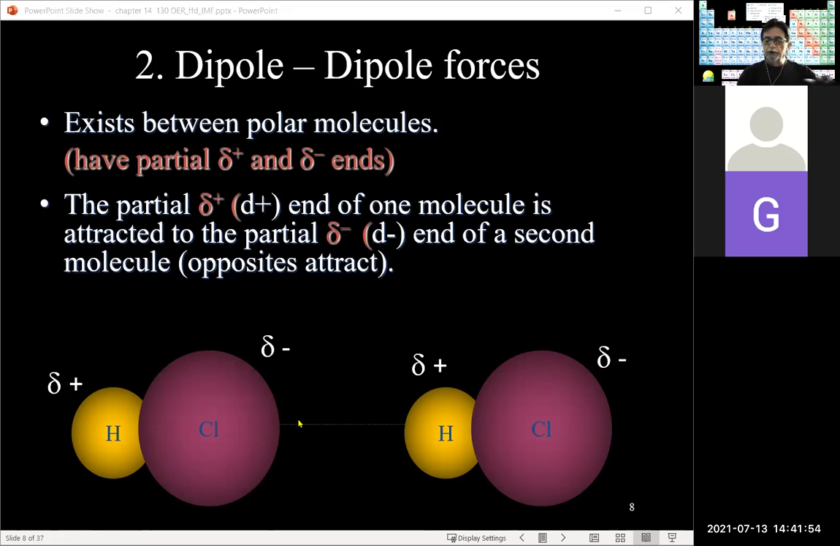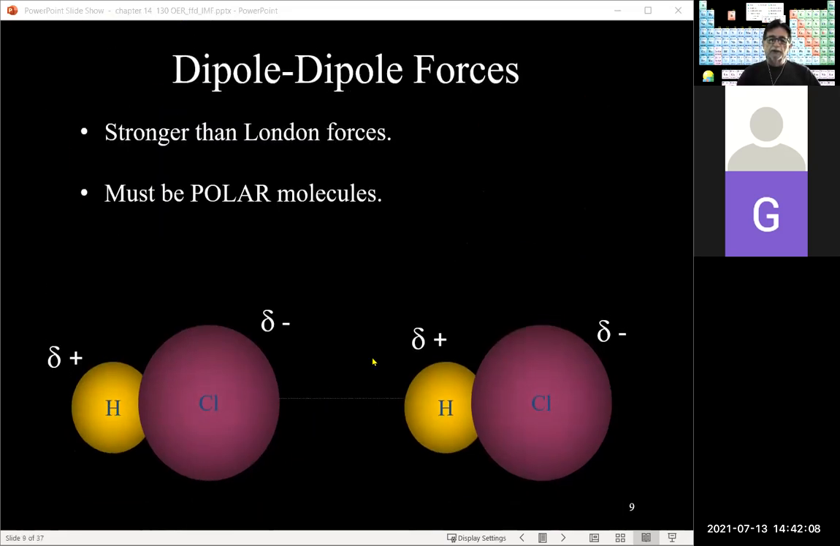And here we show it two-dimensionally, but keep in mind that we live in a three-dimensional world, so it's not just happening right there in two dimensions, but above, behind it, and behind the screen, and so forth. Okay, dipole-dipole forces are stronger than London forces, but obviously it has to be a polar molecule with a permanent dipole.